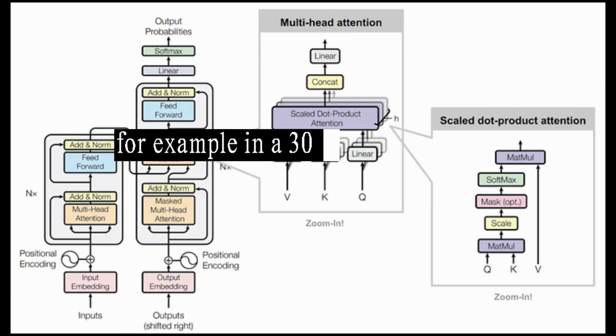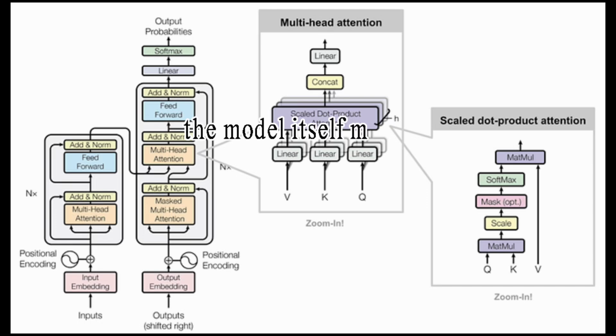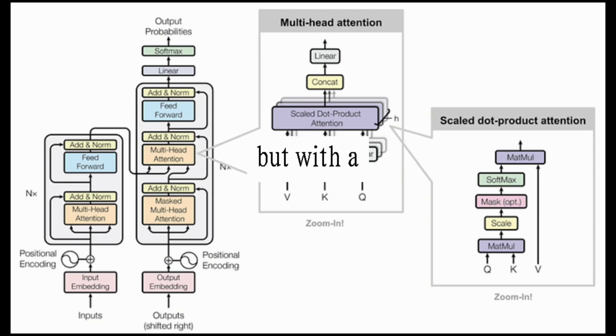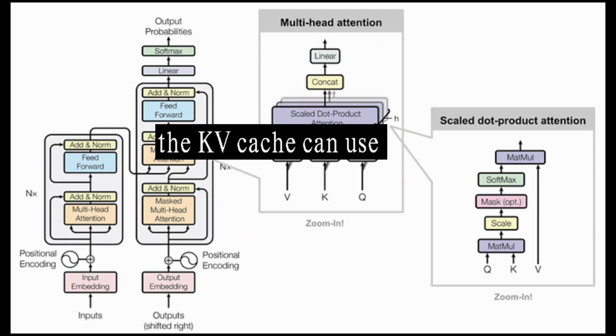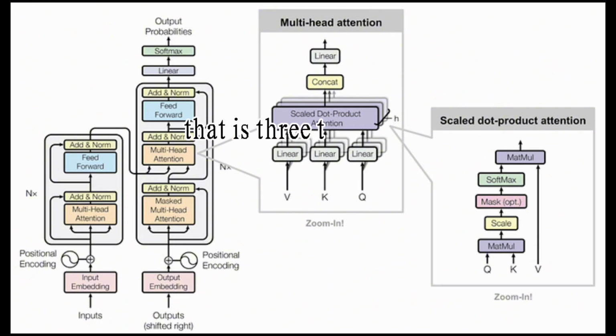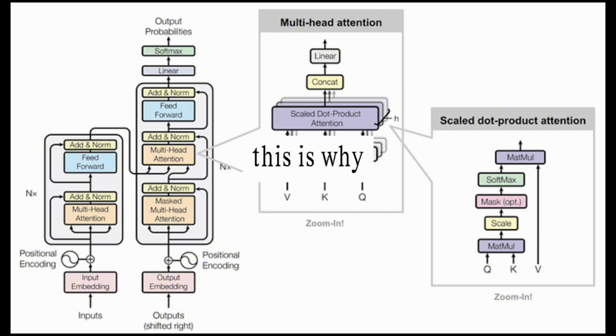For example, in a 30 billion parameter model, the model itself may use around 60 gigabytes of memory, but with a large batch size, the KV cache can use around 180 gigabytes. That is 3 times more memory than the model itself. This is why long context windows are expensive. The KV cache makes AI generation faster, but the longer the conversation becomes, the more GPU memory the model needs.